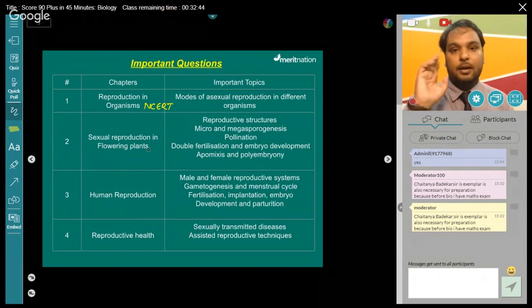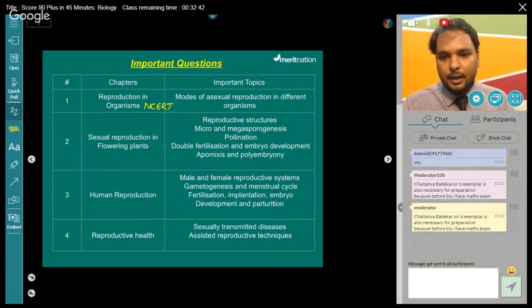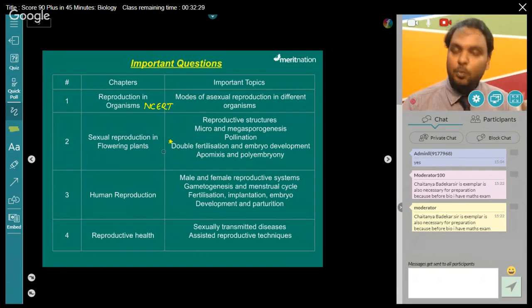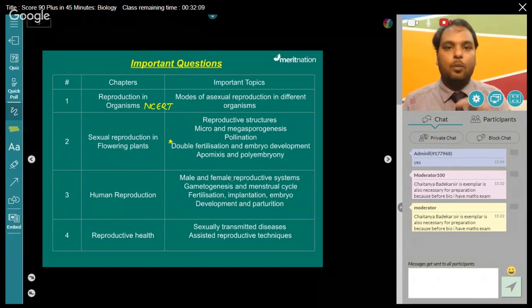Then double fertilization. Star marked. I'll say this in a loud voice: there will be a question on double fertilization. Don't worry about it. Also prepare short notes on apomixis and polyembryony. So these are the important topics. You might be thinking these are the whole chapter, the complete chapter that we talked about. But yes, guys, if you want to score 90 plus, you have to go through all these things. I'll tell you in detail what the important topics are.